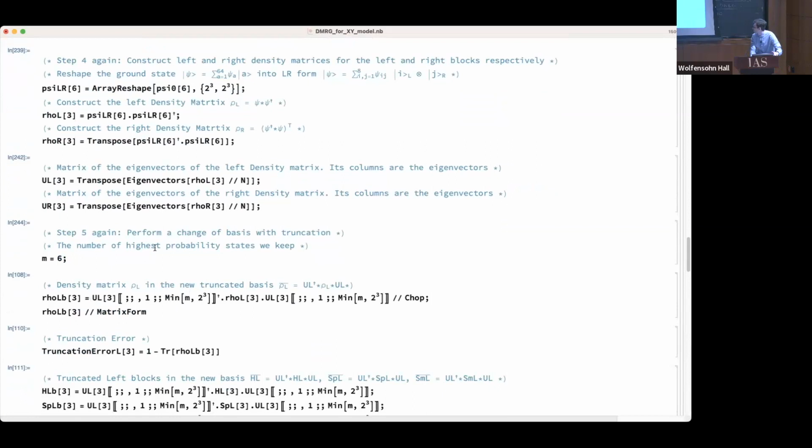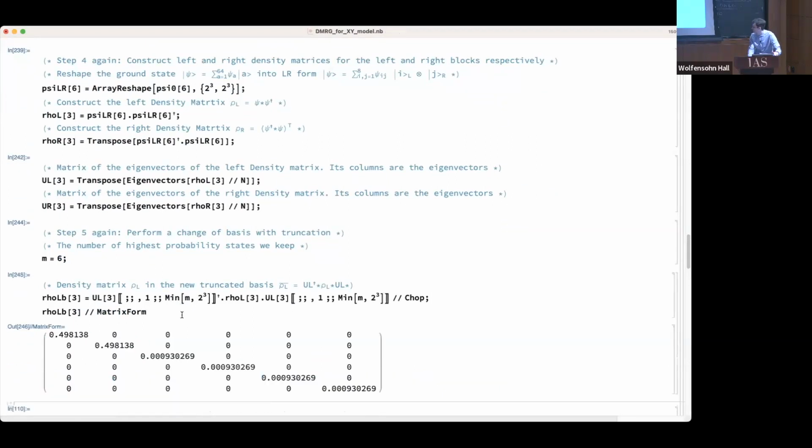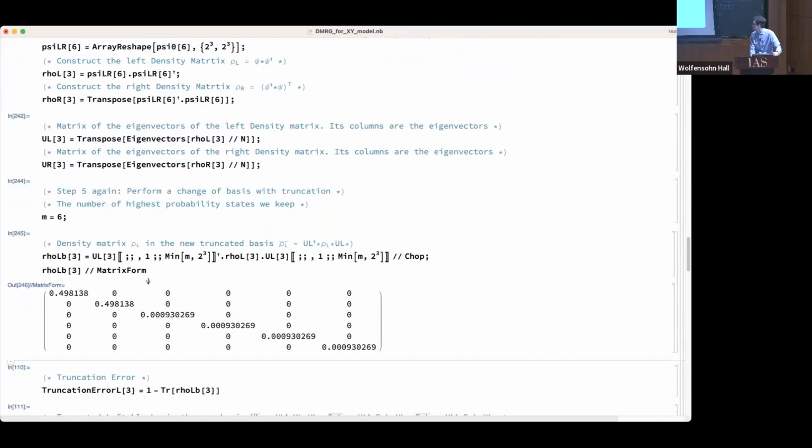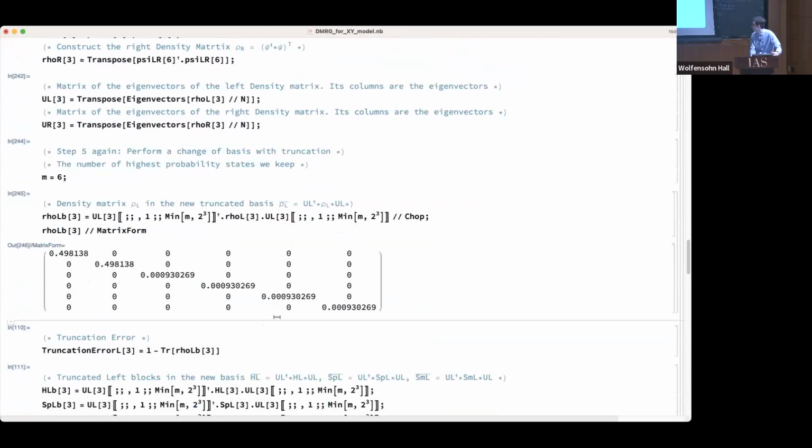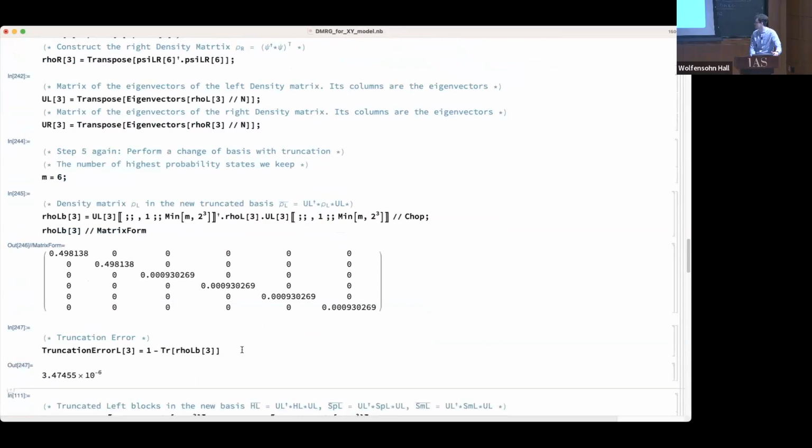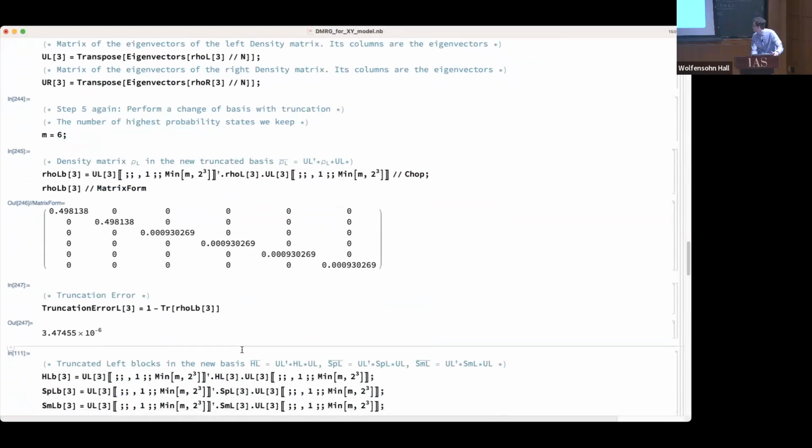So for M equals 6, it will give me a 6 by 6 matrix. Now I truncated my density matrix to a 6 by 6 matrix, and you can see the eigenvalues. There are 2 big eigenvalues, and the other eigenvalues are very, very small. So the truncation error in this case is essentially 10 to the minus 6. I essentially throw out just 2 states, right? My matrix has to be 8 by 8, but I chose it to be 6 by 6. So I truncated only 2 states.